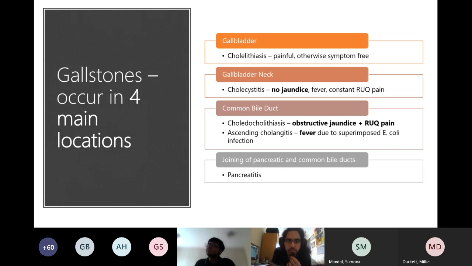I thought cholecystitis was when you have inflammation of the gallbladder. You do have inflammation due to the blockage because the contents of the gallbladder remain within it. There's a pressure buildup as well. So you do get inflammation. The inflammation is what is going to cause the pain and the fever.